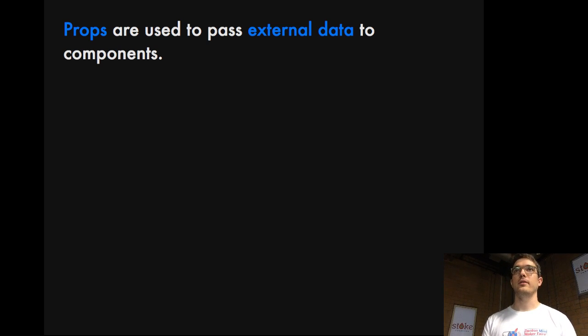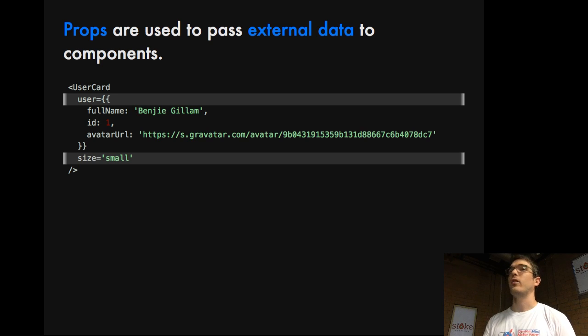Yeah, and they can be optional, or they can be required. So you might choose not to render something if a property isn't provided. And it's how we get external data into our components.